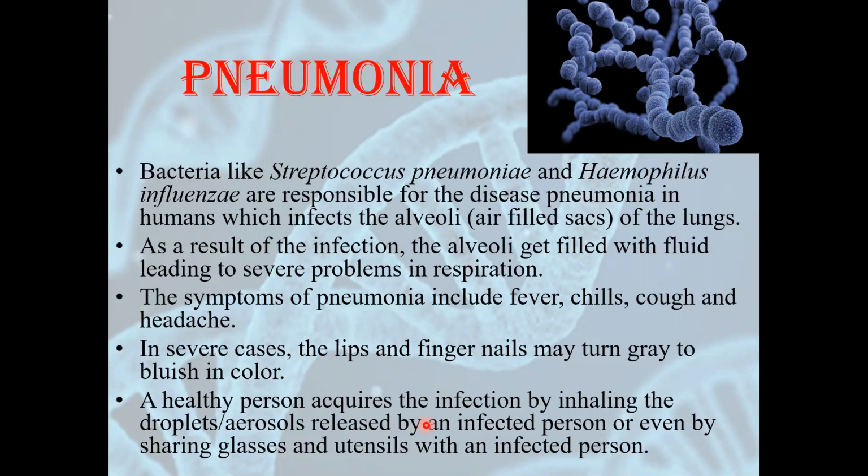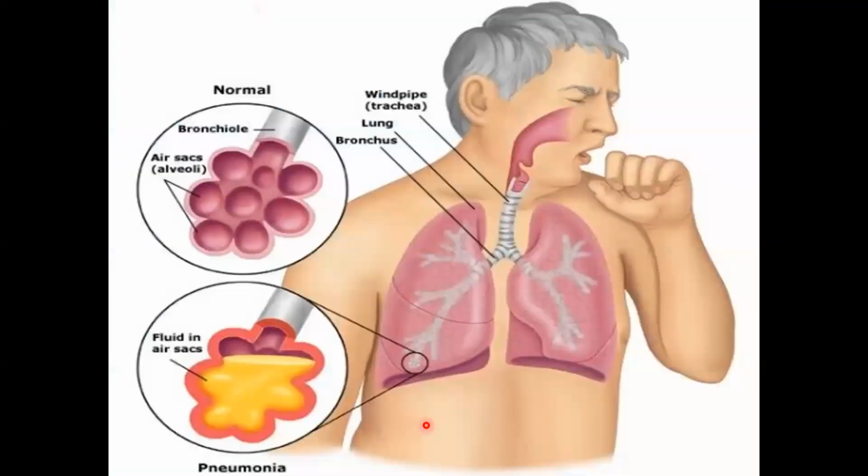Pneumonia is spread in the same way as the common cold is spread. If an infected person sneezes or coughs, the droplets and saliva will be released in the air, and these will contain the bacteria, and they will be taken in by another, healthy person, and hence the infection will spread. See here, a person having pneumonia.